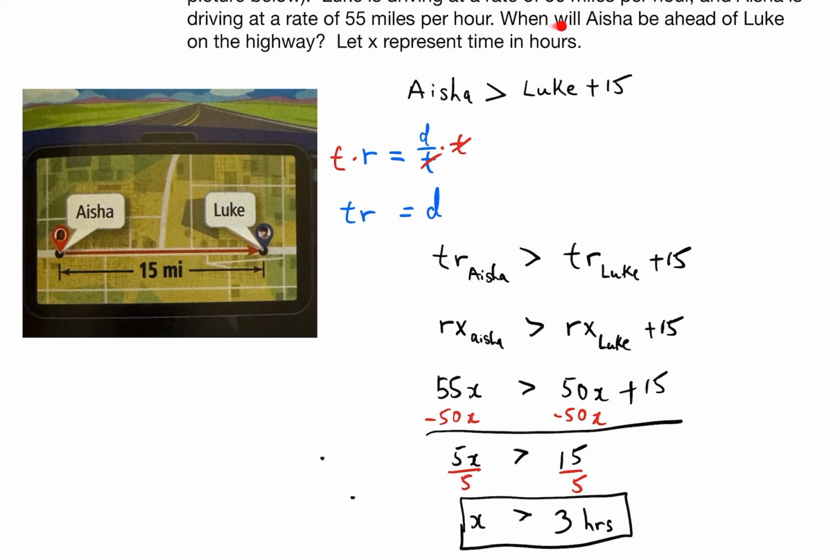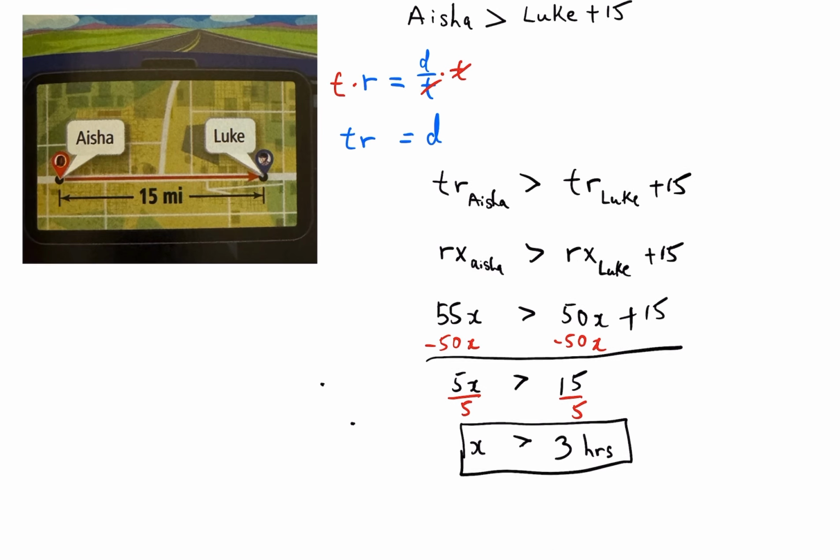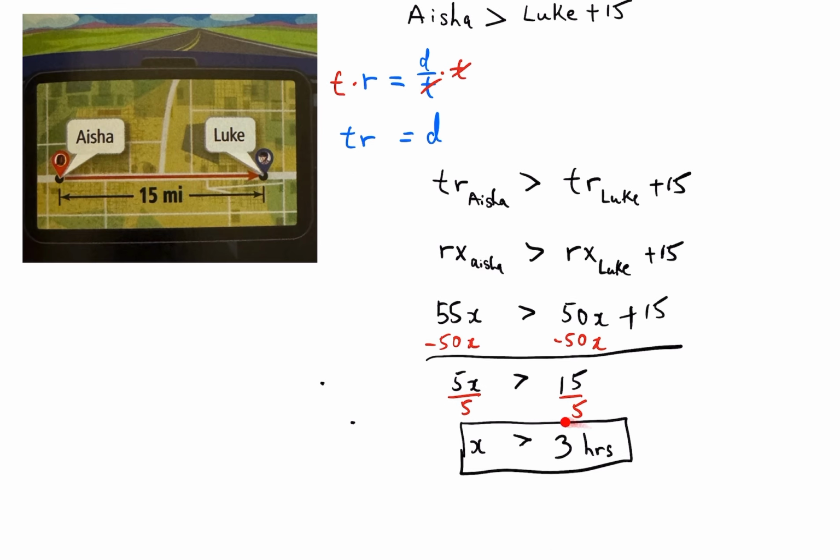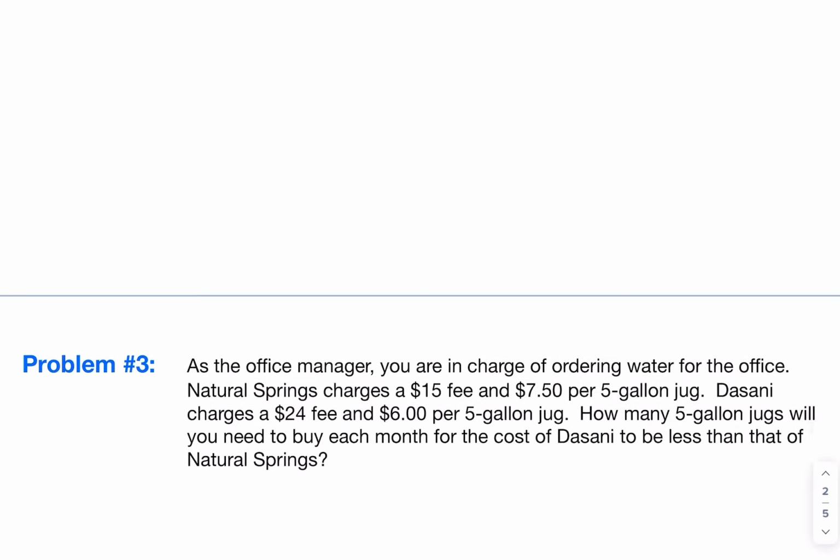So the question here is, when will Aisha be ahead of Luke on the highway? When she travels more than 3 hours. So she will catch up to Luke at exactly 3 hours. Any time after that, she will exceed Luke. Okay, so let's go ahead and move on to problem number 3.